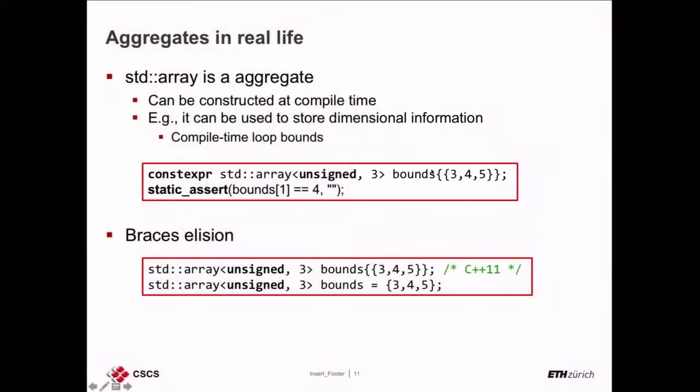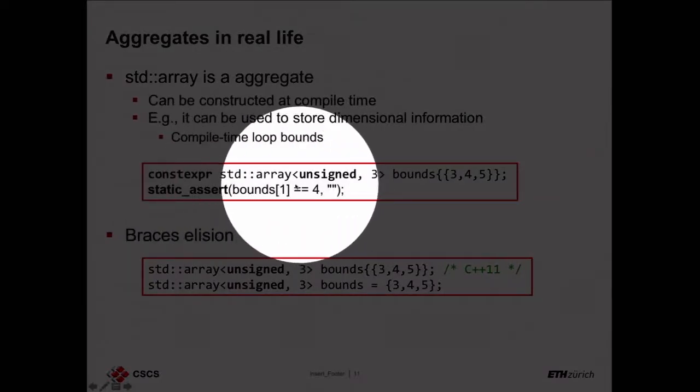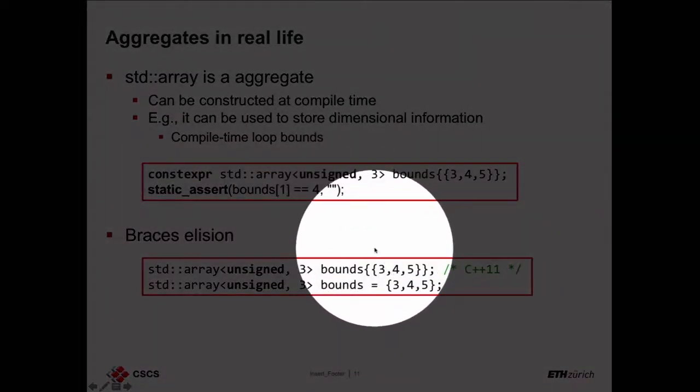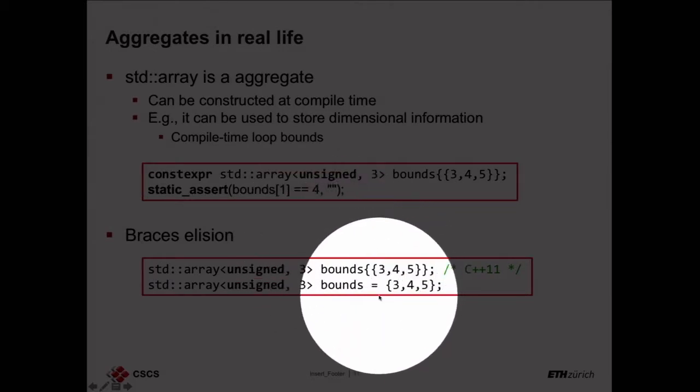This example was selected. We call it bounds because the idea is that you can have, for instance, your loop bounds. If you know the loop bounds at compile time, you can set these values here. You can have the loop bounds at compile time, which is very useful. And then you can check at compile time if the bounds is what you are expecting. And brace elision, this is where brace elision comes in. Sorry, I was a little bit confused.